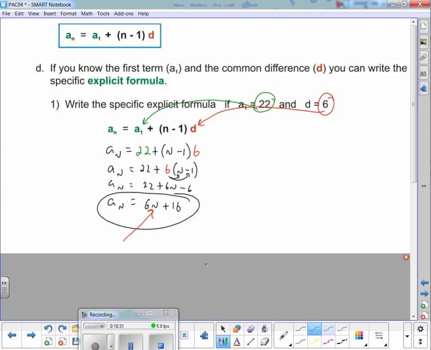616, right? See the explicit formula, 100th term, and it's 100. 6 times 100 is 600 plus 16, 616. The explicit formula is an easier form. When it's the specific one, then it's an easier form of finding the value of any term.